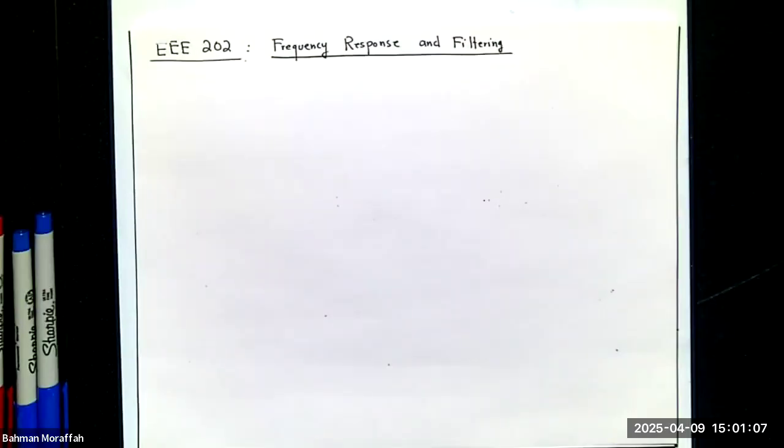So what we're going to be doing today, we're going to start talking about frequency responses. And as an application for the frequency responses, we're going to talk about filtering, right? So far, all we dealt with was we have a circuit, there is some input to it, what is the output, right? That's all we did.